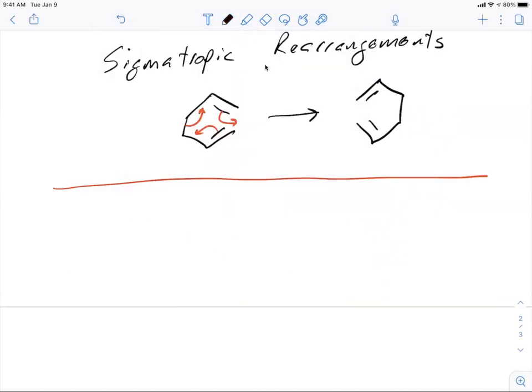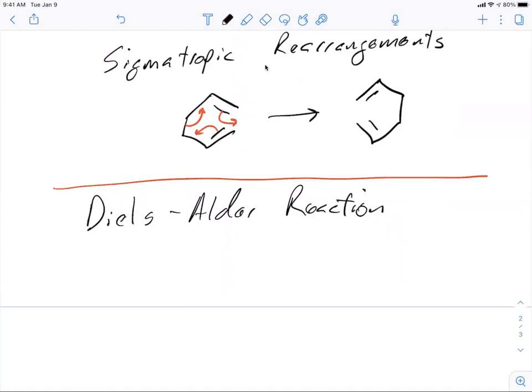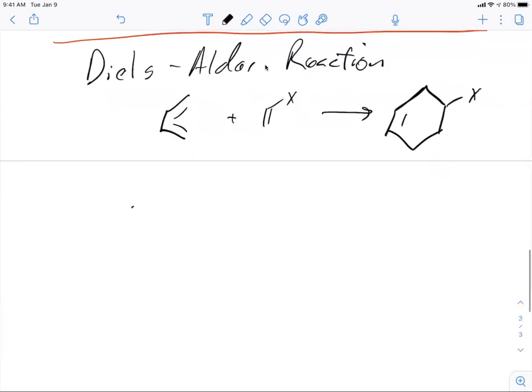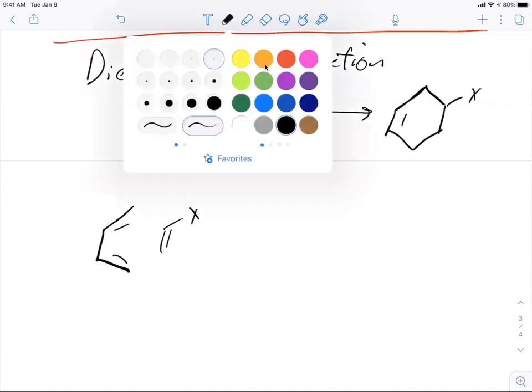The one that we're going to spend the most time on is going to be the Diels-Alder reaction. The Diels-Alder reaction, we're going to take a conjugated double bond system, and another double bond, and we're going to get a cycloaddition. The mechanism is, as we showed before, oops, let's put an X group there. We'll explain why we need an X group soon.